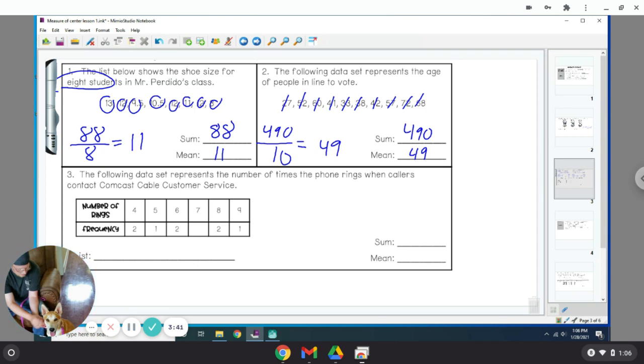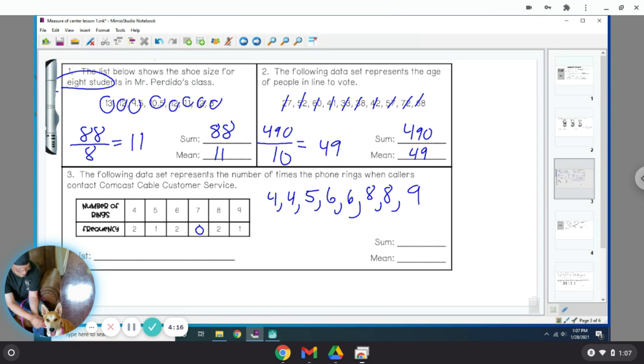Number 3, the following data represents the number of times the phone rings when callers contact Comcast Cable customer service. What this is saying is 4 rings happened 2 times. 5 rings happened 1 time. 6 rings happened twice. 7 rings didn't happen at all, so that's 0. 8 rings happened twice. And 9 rings happened once.